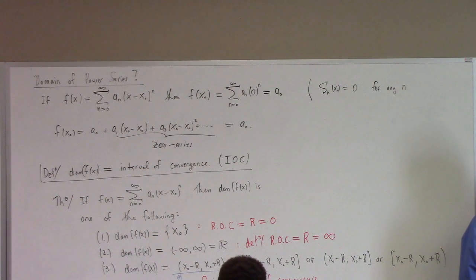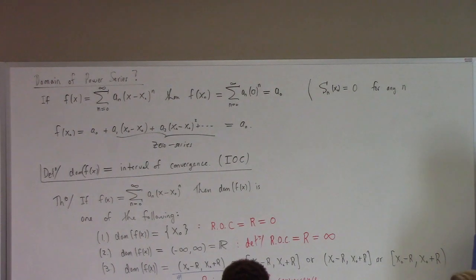So let's say n factorial, n plus 1 factorial times x minus 2 to the n plus 1 divided by n factorial times x minus 2 to the n, right? What is that? That's equal to n plus 1, right? Times what? Well, times x minus 2.